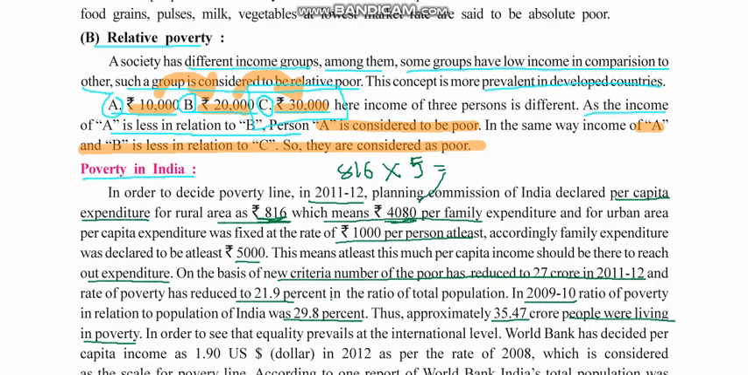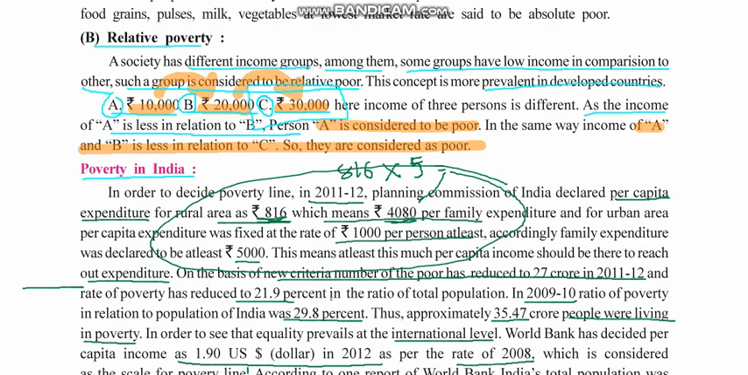In order to see what is prevalent at the international level, when we are comparing, we have to compare at the international level also. The World Bank has decided per capita income. This per capita income was decided by the Indian government, but at the international level, what was it? The World Bank decided the per capita income as 1.9 US dollars in 2012, as per the rate of 2018, which is considered as the scale of the poverty line. So the value of 1.9 US dollars in 2012 was the benchmark. A person earning about 2 US dollars will be termed as above the poverty line, and one who was getting less is termed as below the poverty line.